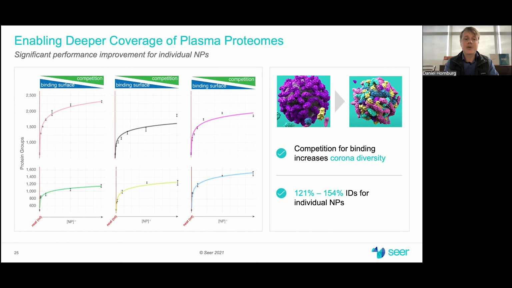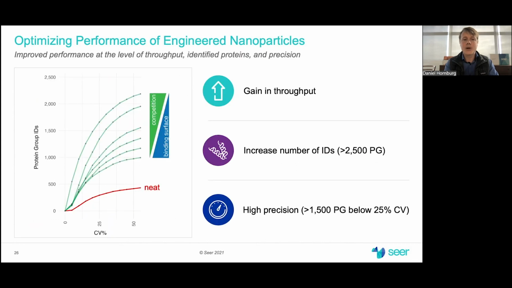And as we drive the competition, thus the Vroman effect for each of these particles, we significantly increase the ID performance. Now, it is important to keep in mind, as we indicated earlier, that the precision needs to be high, because otherwise you're sacrificing statistical power and your IDs might not be really helpful.